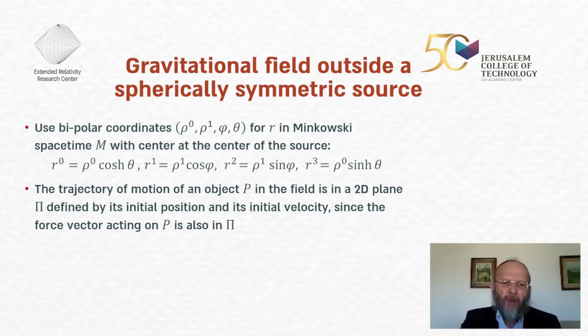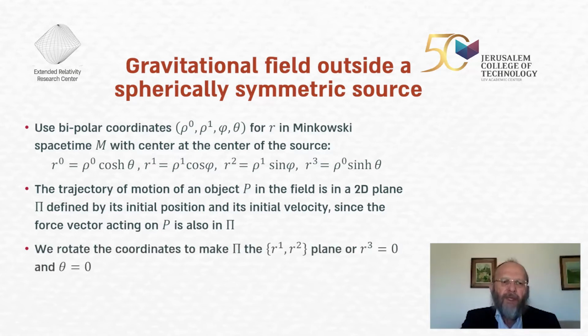Now, we can simplify the problem. We can pick the plane xy by the position of the object, the initial position, and the initial velocity. And this defines a plane, Pi, defined by the initial position and initial velocity. And the whole motion will remain in this plane. Why? Because the force, which is central, acting on the particle is also in the plane, so everything stays in the plane. Therefore, motion in the plane xy will remain there. So we rotate the coordinates and make the plane to be the R1, R2 plane. In this case, R3 is 0. That means theta is 0.